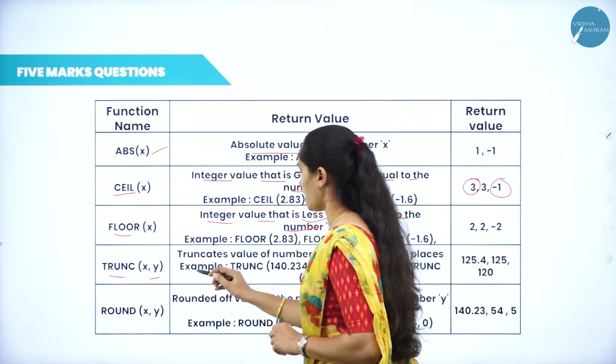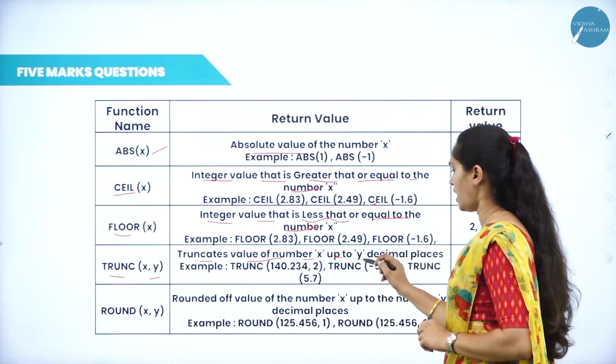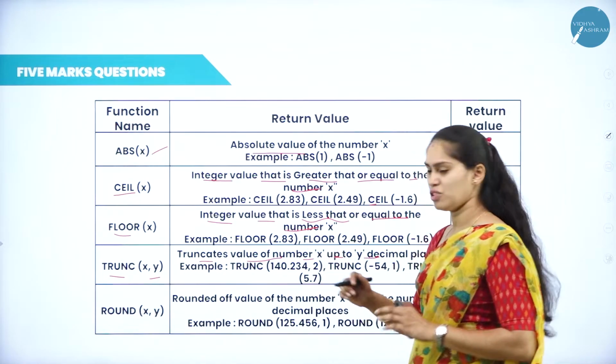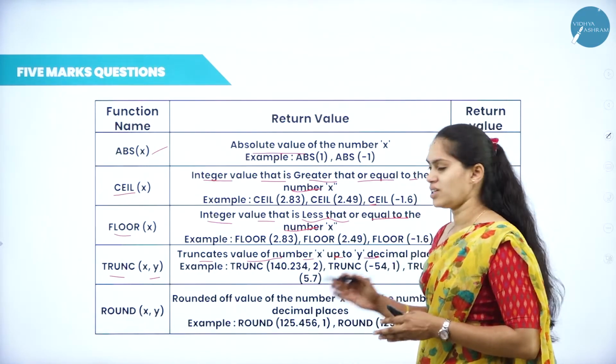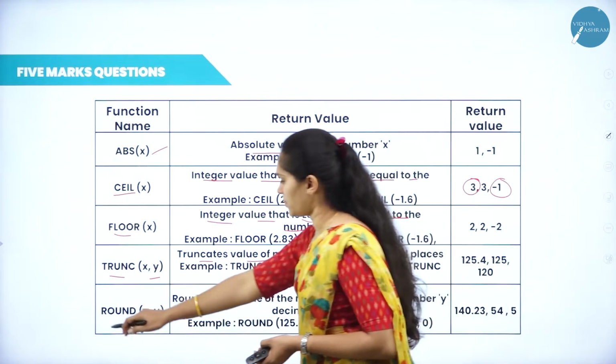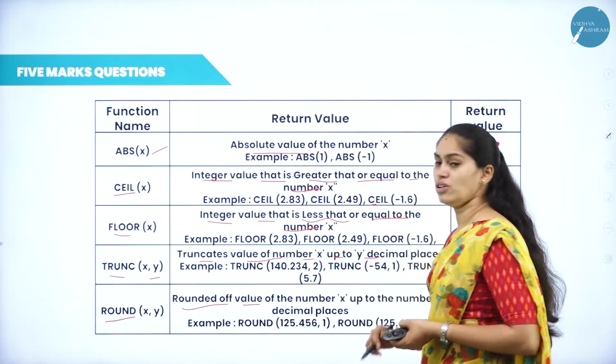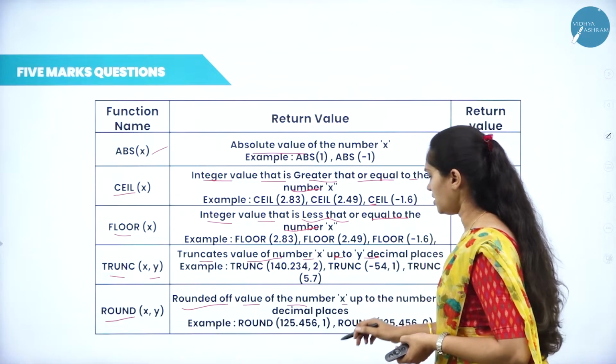Then trunc, which truncates the value of a number x up to y. We have to specify the number of digits. Based on that, it will just chop the value. Next we have round. It will round off the value of the given number.